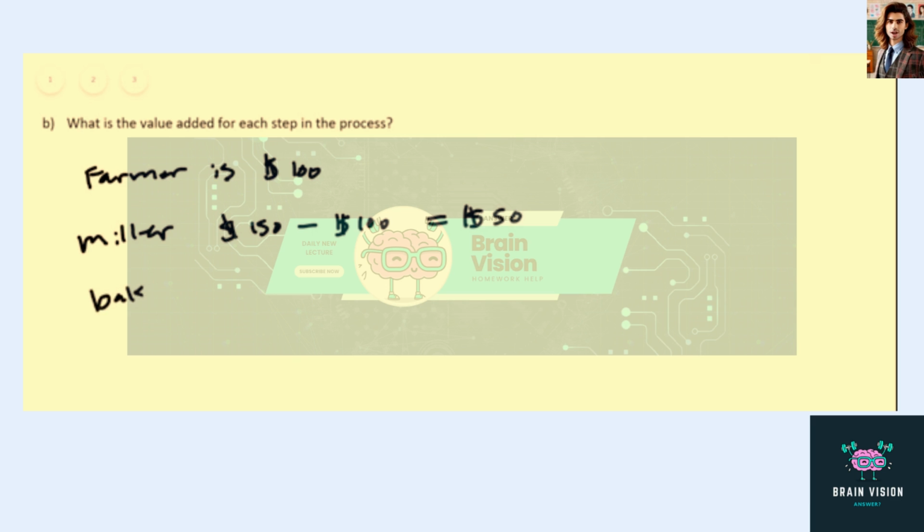And the same thing with the baker. His value added is the $180 of the value of the bread he sells to the consumer minus the $150. That's the value of the flour he got from the miller. So his value added is $30.